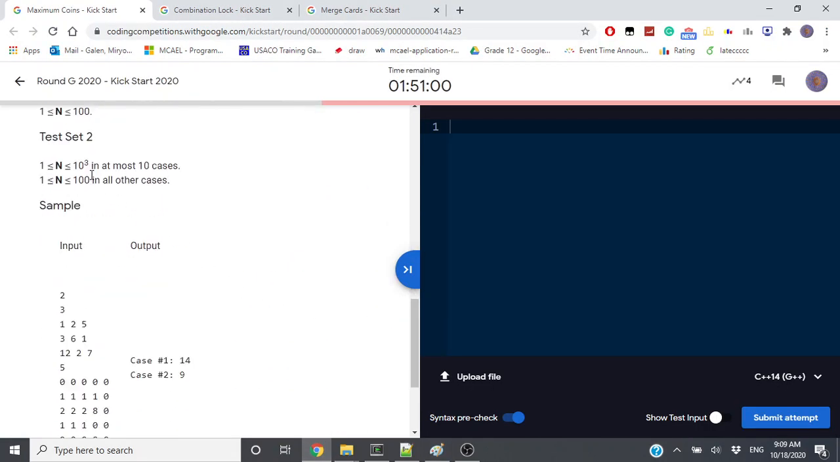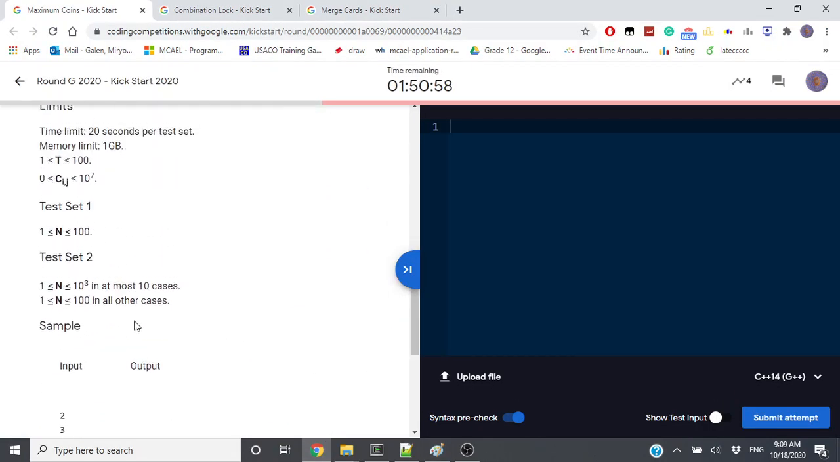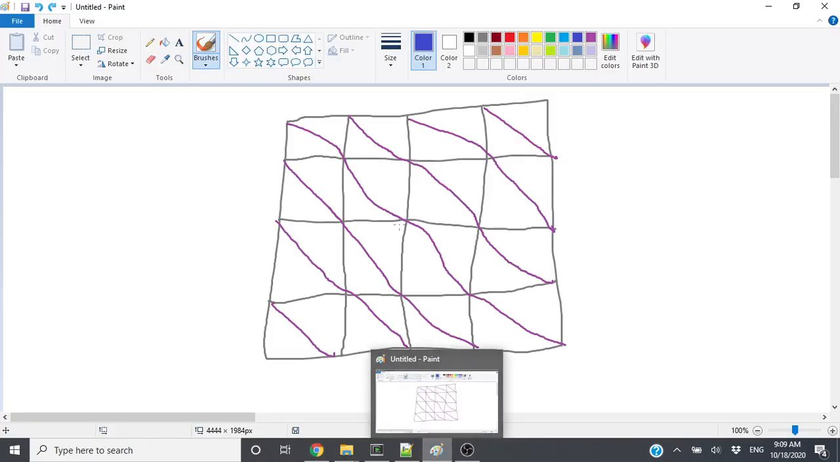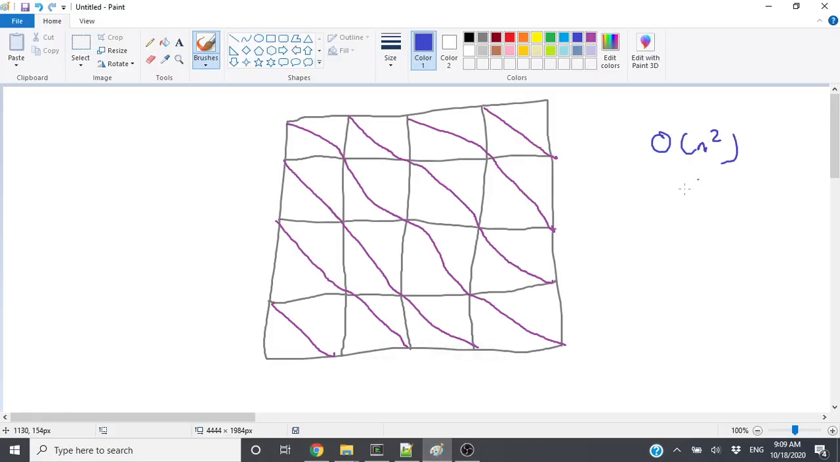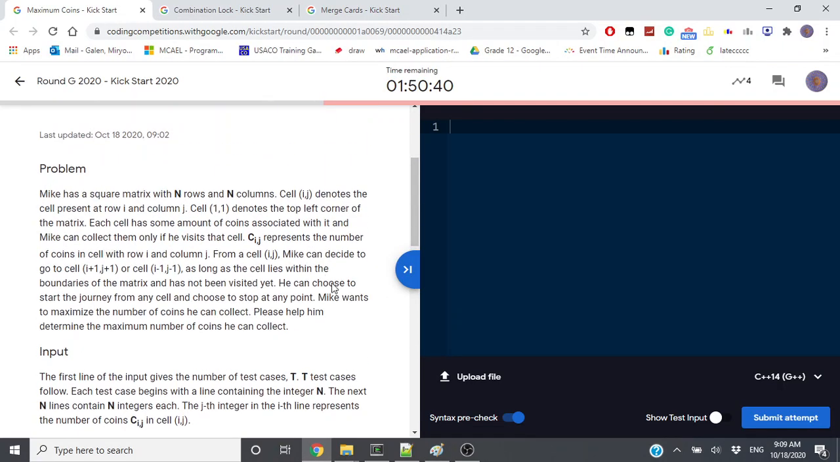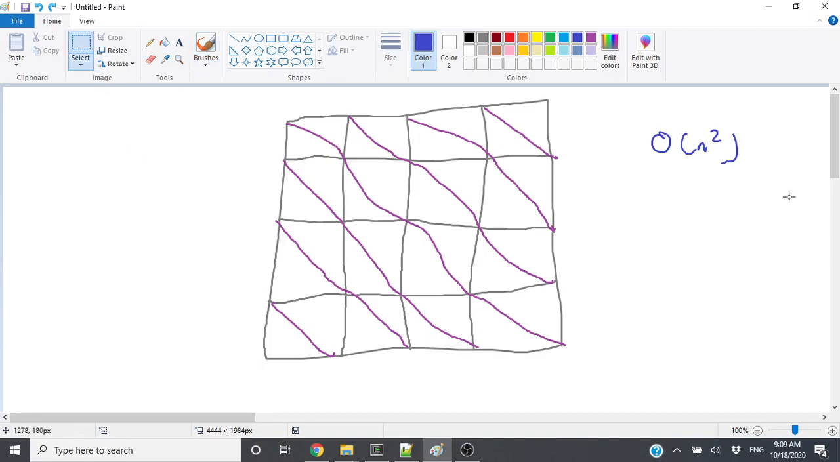So n is big, but not that big, but big because we need to be able to read input, but assume n is big. We need some sort of O of n squared algorithm, where n is the number of rows and columns, not the total size of the matrix, right? Yeah, n by n matrix.